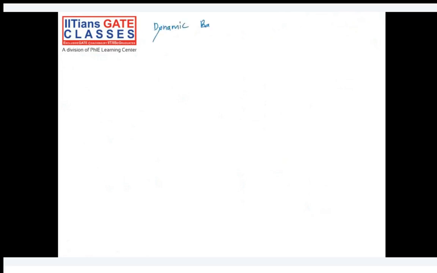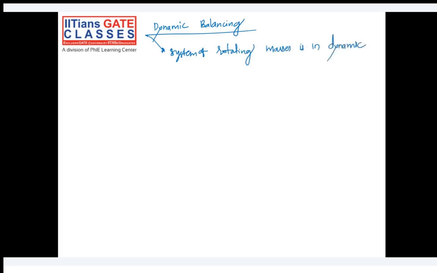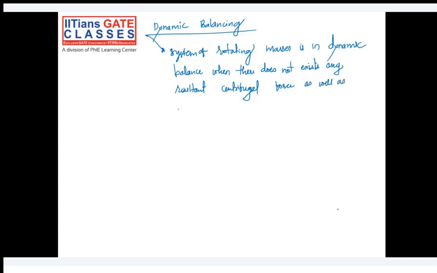Write down dynamic balancing. A system of rotating masses is in dynamic balance when there does not exist any resultant centrifugal force as well as resultant couple. So this is very important.